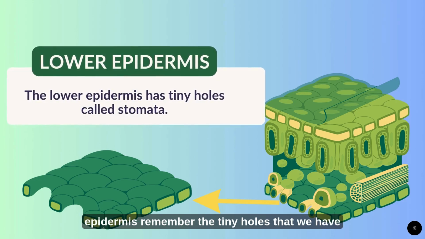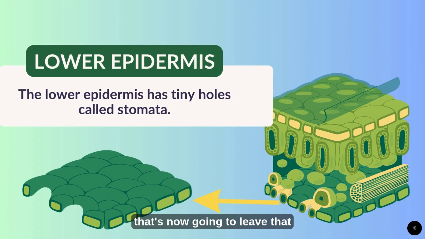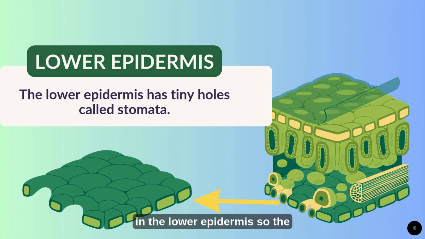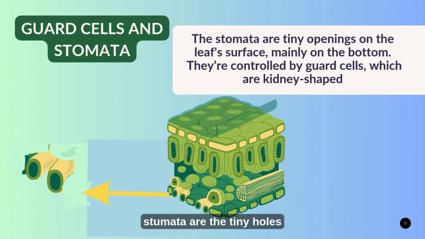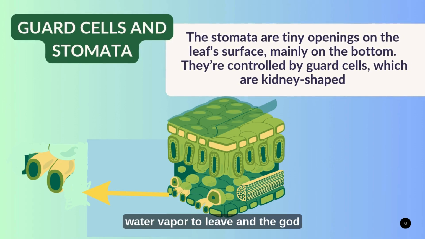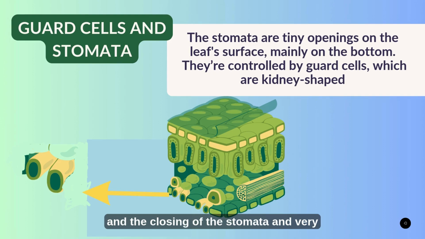Now, the lower epidermis. Remember the tiny holes there that allow gaseous exchange to occur? What is going to allow carbon dioxide to leave the plant? If you said stomata, you are correct. So there are the stomata and the guard cells at the bottom of the leaf in the lower epidermis. The stomata are the tiny holes that control the carbon dioxide, oxygen and water vapor leaving. And the guard cells are tiny cells that control the opening and closing of the stomata. And very important, they are kidney shaped.